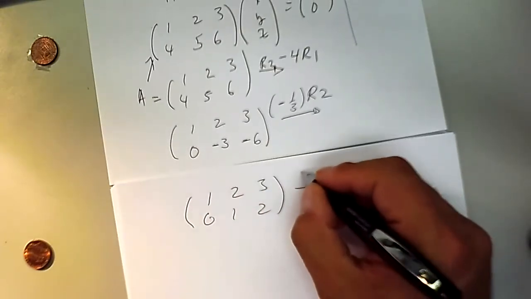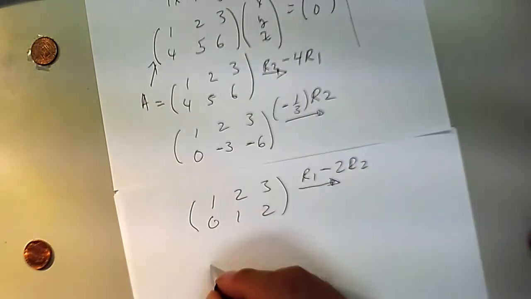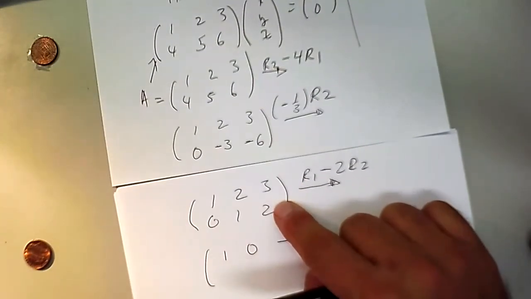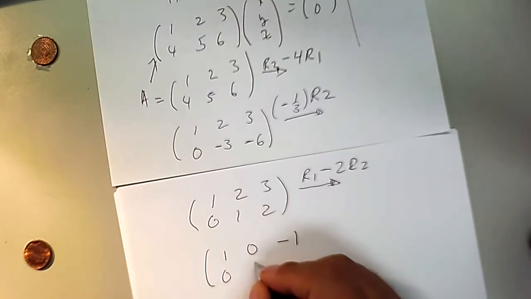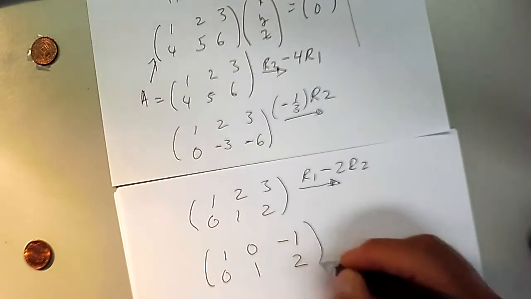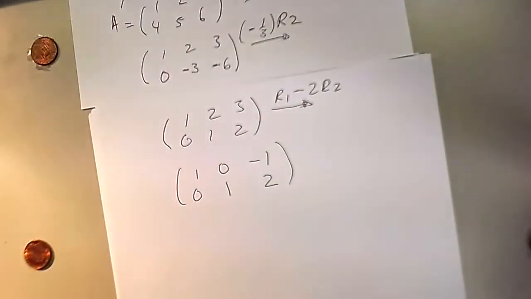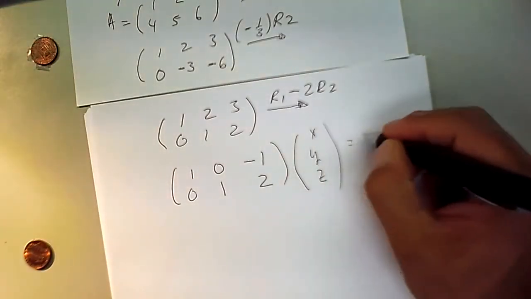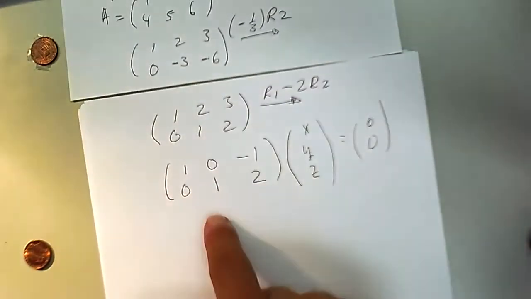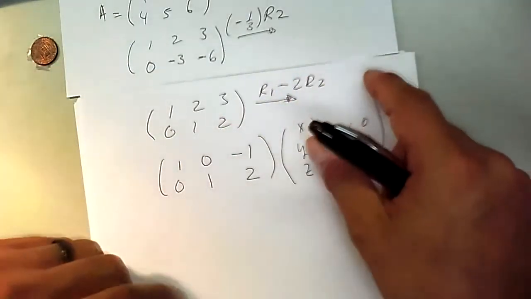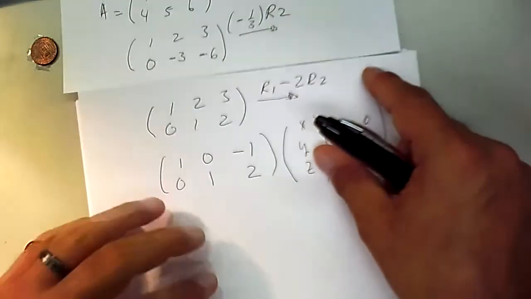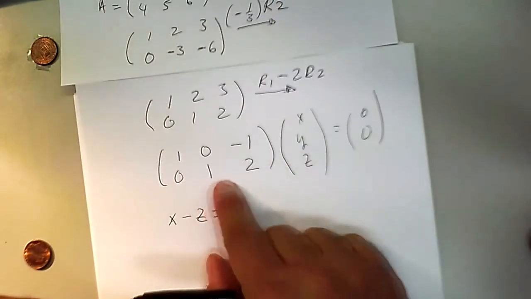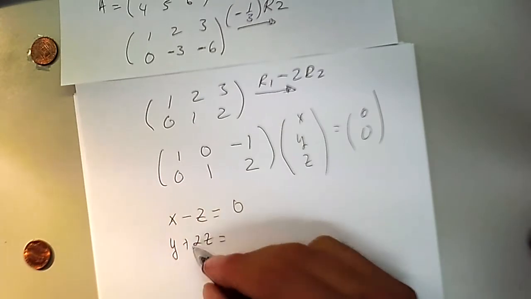And then we can subtract from the first row twice the second row. And that's going to give us 1, 0, -1, because 3 minus 4 is -1, and 0, 1, 2. So we have a free variable, which will be z in this case. Z is the free variable. And when we multiply back with x, y, and z, and we get 0, 0, what this says, because we did a whole bunch of row operations, which are equivalent to manipulating or eliminating using x, y, and z, is that we end up with x minus z equal to 0, and y plus 2z equal to 0 as well.